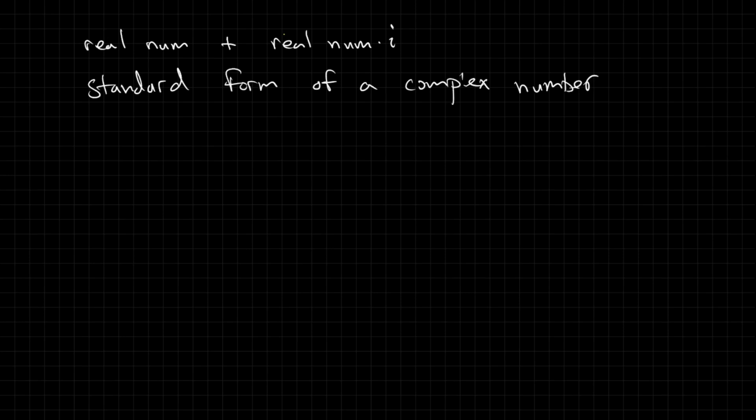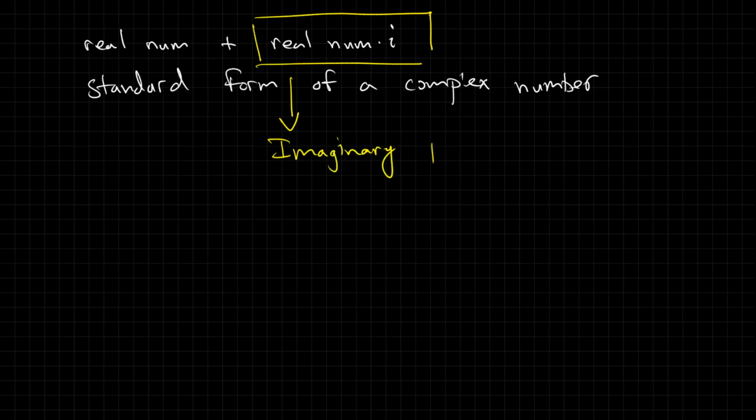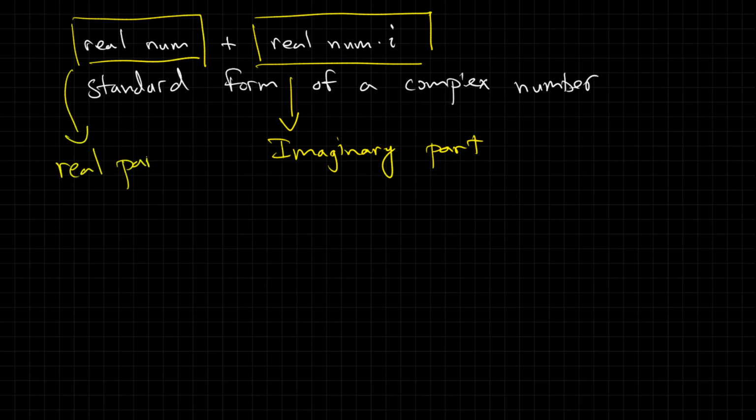This second part here is called the imaginary part. And this first part here is, you guessed it, called the real part. Now that we have some definitions in place, let's discuss a little bit about how we visualize complex numbers.